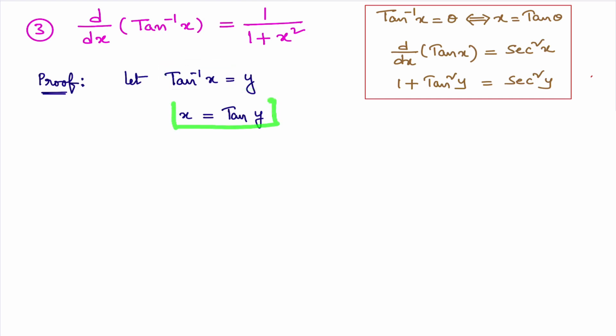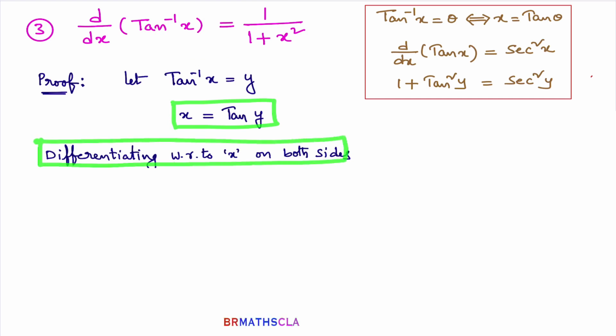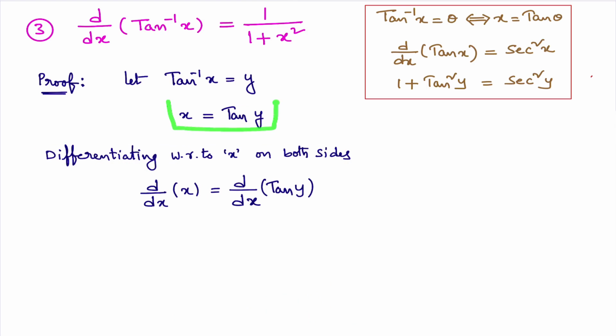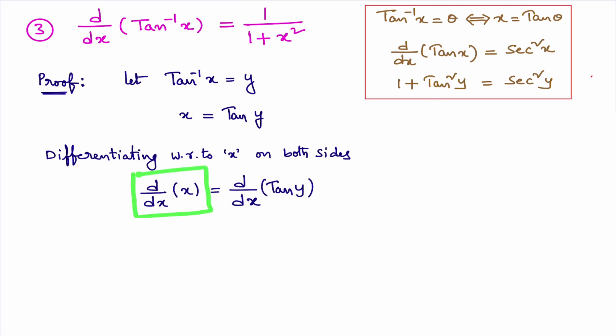Now I'll differentiate this equation with respect to x on both sides. You see here what I have written? I am differentiating with respect to x on both sides. Differentiating this equation with respect to x on both sides is nothing but just writing d by dx to this on both sides like this. See, this is again using the formula. Derivative of x with respect to x formula is what? It is 1. So I have written 1 here.